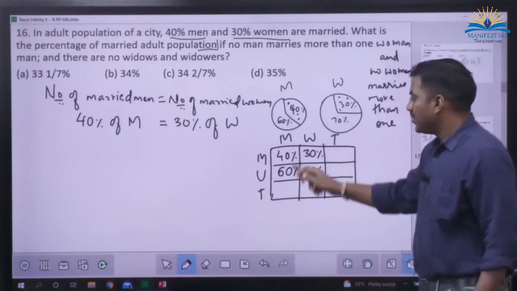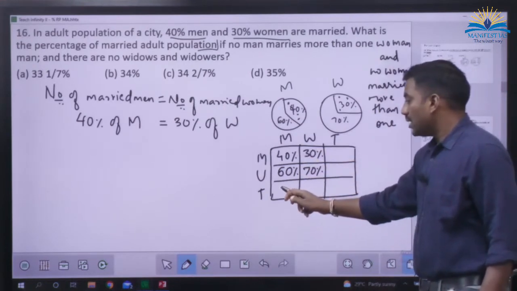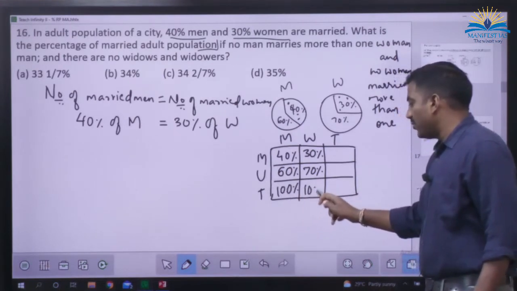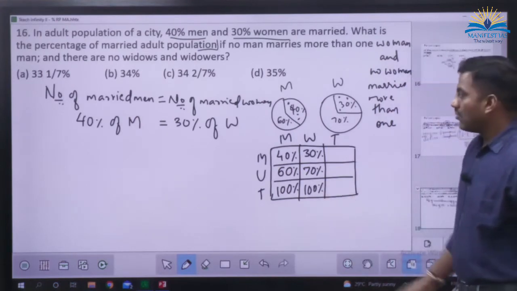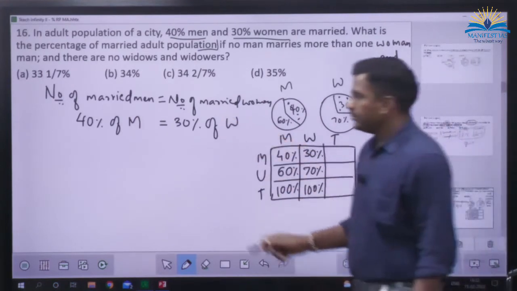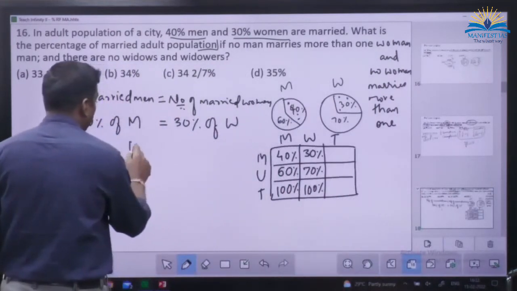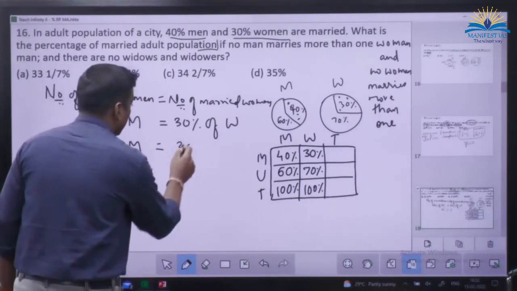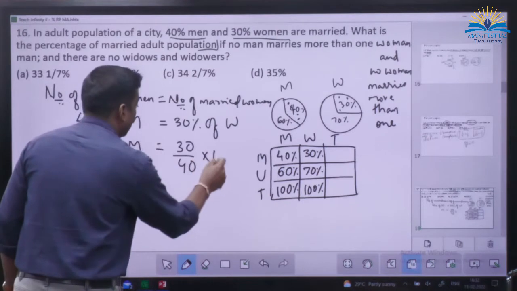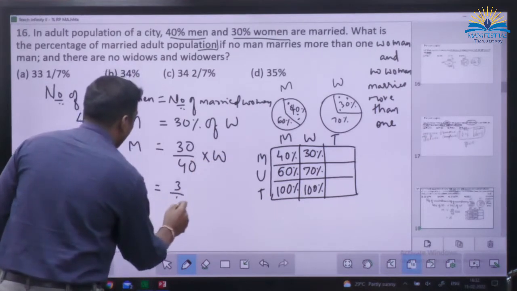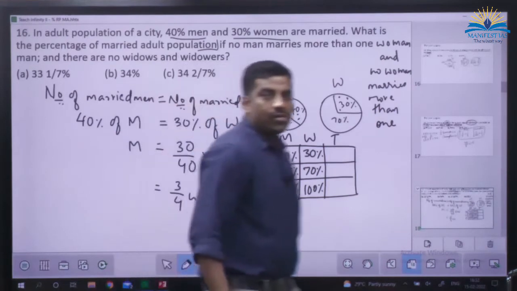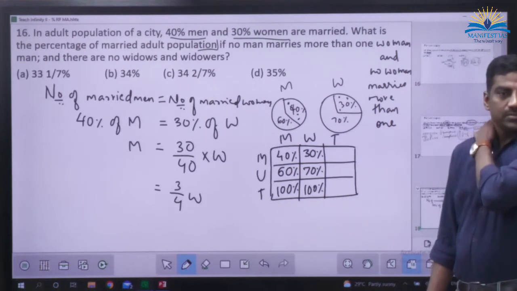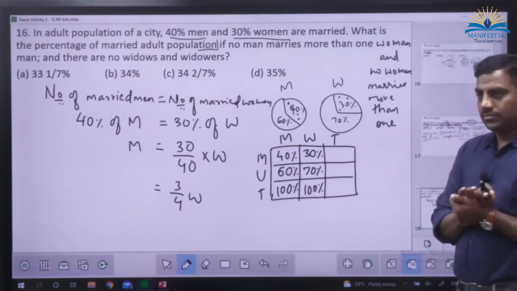Let's say this is the total men's population, that is 100% of men population. This is 100% of women population. But what is the relation between men and women? If you take the number of men, you bring 40% here, 30 by 40 of women. That is 3 by 4 of women. Men's population is 3/4 of a woman. Yes or no? Yeah.